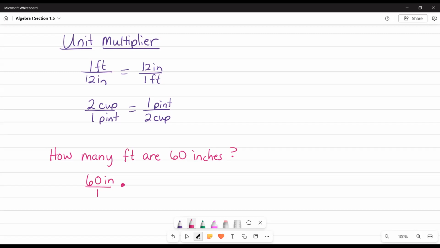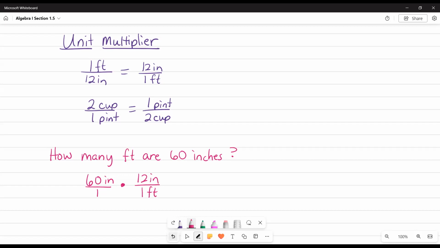Feet. So when we reduce or cancel, we cancel from numerator to denominator. So how would I write my unit multiplier for inches to feet? Would I write it as 12 inches over 1 foot? Or would I write it as 1 foot over 12 inches? Well, let's try it the first way. If I write it as 12 inches over 1 foot, can I cancel my units out? No, because you have to cancel from numerator to denominator.